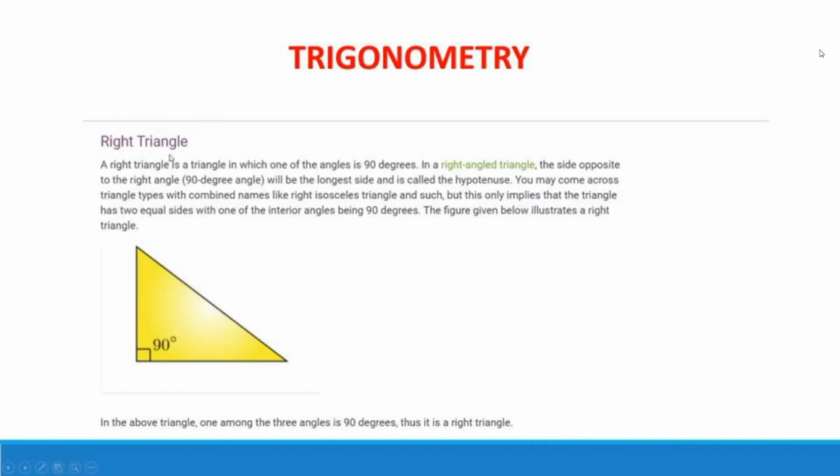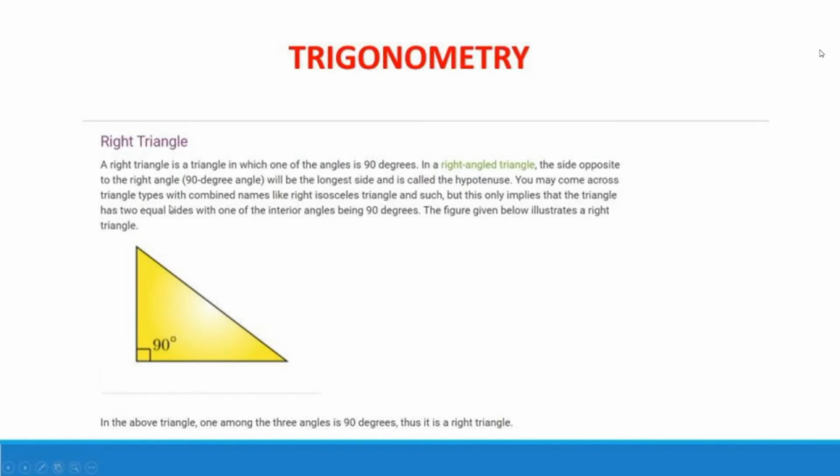Next, we have a right triangle. A right triangle is a triangle in which one of the angles is 90 degrees. In a right angled triangle, the side opposite to the right angle or 90-degree angle will be the longest side, and it is called the hypotenuse.